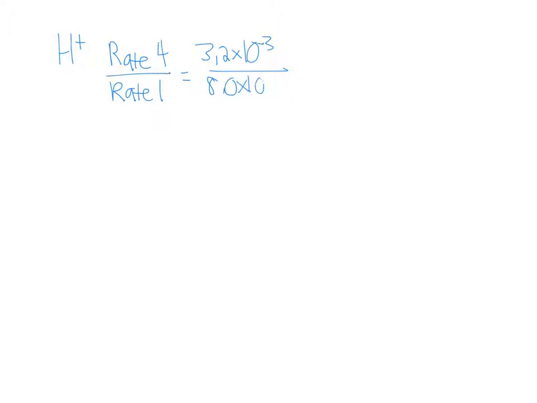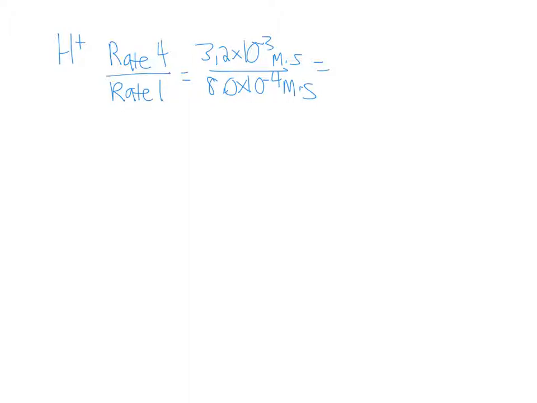To solve for H, I'm going to use the rate in experiment 4, and I'm going to be dividing it by the rate in experiment 1. So 3.2 times 10 to the negative third goes on top, and 8.0 times 10 to the negative fourth goes on the bottom. By the way, the units for rate is molarity per second, and then the unit for all your molarities is just a big M.